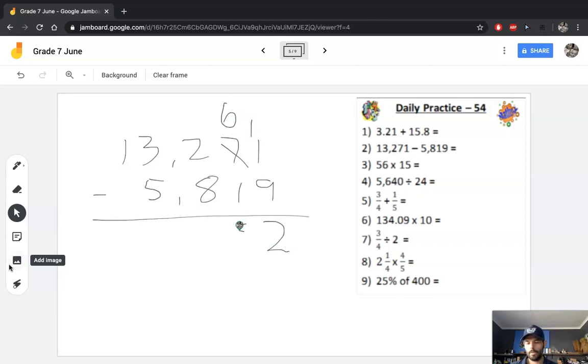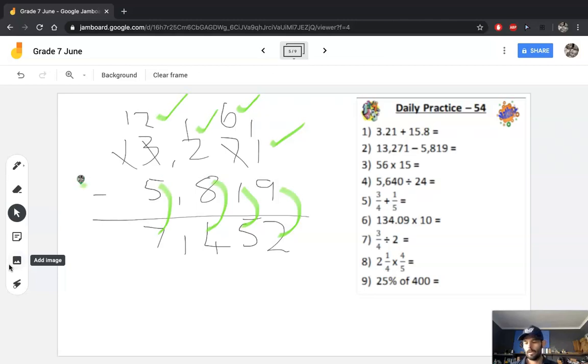We have to borrow wherever we need to. We must make sure that the decimals always line up, and then we should be left with an answer of 7,452. So 7 units, 4 tenths, 5 hundredths, 2 thousandths. And then remember the checking strategy is we do the inverse. So 2 plus 9 is 11, 5 and 1 is 6, 4 and 8 is 12, 7 and 5 is 12. Happy days, everything is correct.